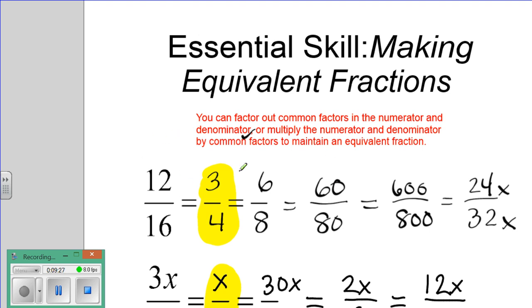Every single one of these fractions is equivalent to 3/4. Or if you wanted to, you can multiply by an algebraic monomial, 2x on the top and 2x on the bottom, to make it 24x/32x.